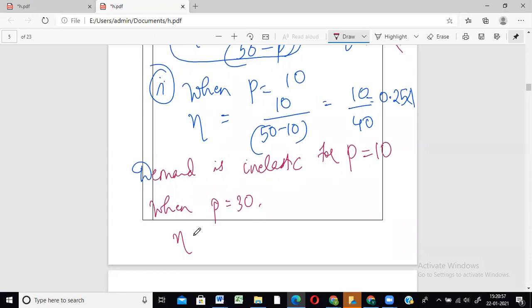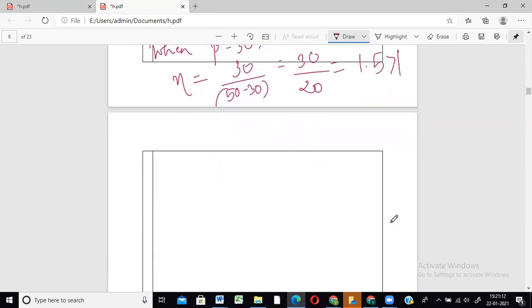So when P is equal to 30, elasticity of demand is 30 upon 50 minus 30. So this is nothing but 30 upon 20. So this is nothing but 3 by 2, that is equal to 1.5, which is actually greater than 1, right? So when it is greater than 1, you call it demand is elastic. Demand is elastic when P is equal to 30.